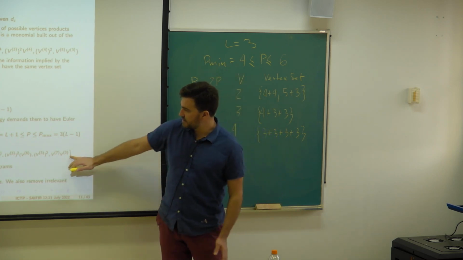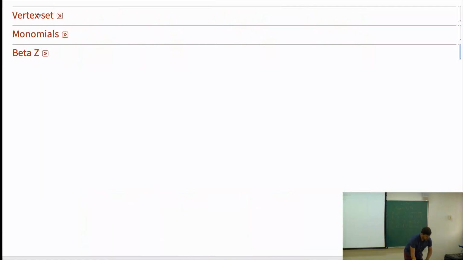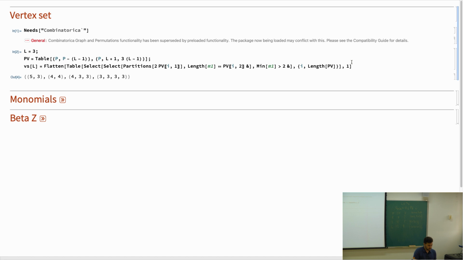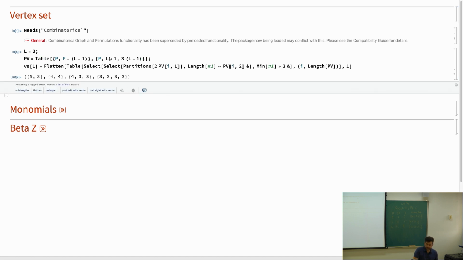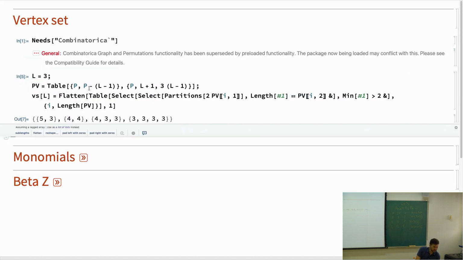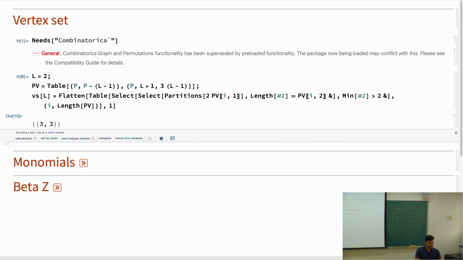For example, if you run this in 4D for L equal 4, you find that all the building blocks of the beta functional are of this form. Let me show you one moment. I wrote a small code here. So here I write, for example, L equal 3. Can you read? Put it bigger. So here I just write L equal 2. There is only the v3 square, no?